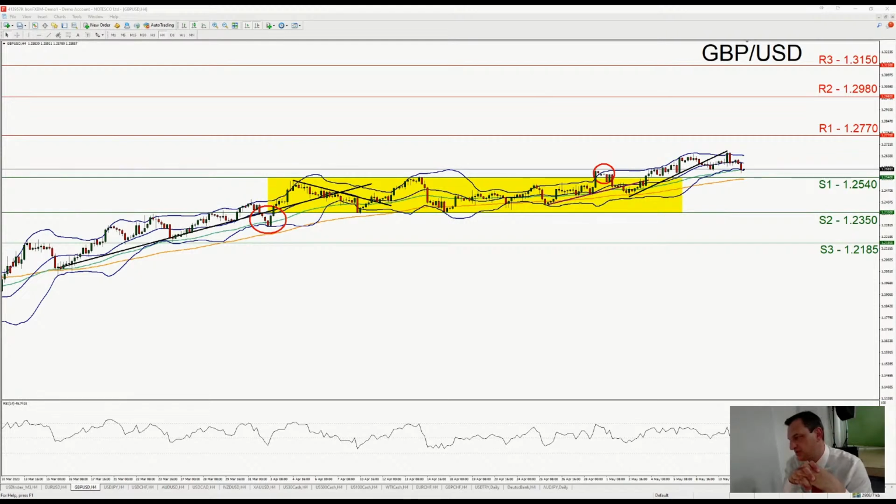Now, should the bulls take control, I would expect the pound to jump and start aiming for the 1.2770, maybe even surpass it. Should, on the other hand, the bears take over, then I would expect the pound to drop, break the 1.2540, and start aiming for the 1.2350.